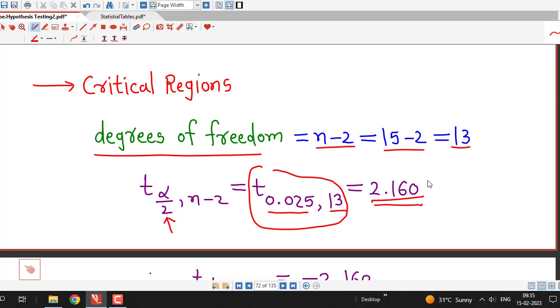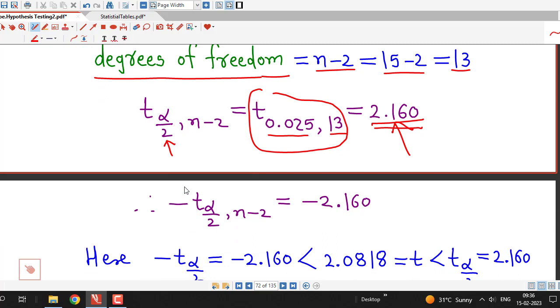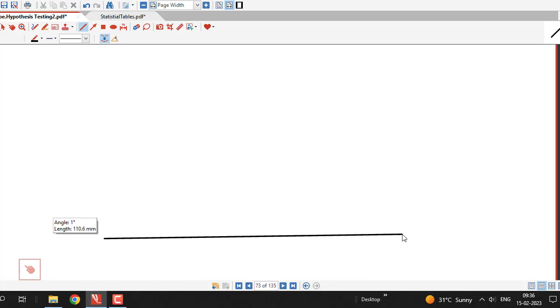If you are not given the table value in the question, then you can find out the table value in this way. And because t distribution has a symmetric bell shaped curve, minus t alpha by 2 is minus 2.160. Okay, let me sketch the graph of this t distribution just to explain the rejection regions.